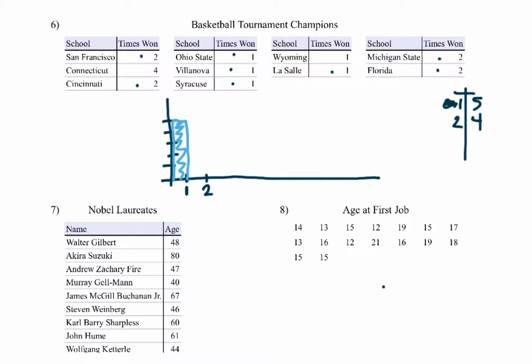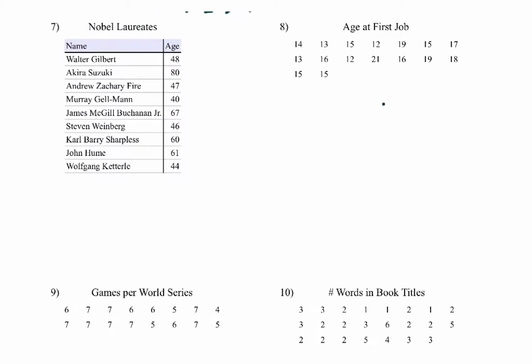So 4, draw another bar, and then at 3 we had none, and then at 4 we had 1. And there's our simple histogram. Okay. So taking a look at number 7, same idea.